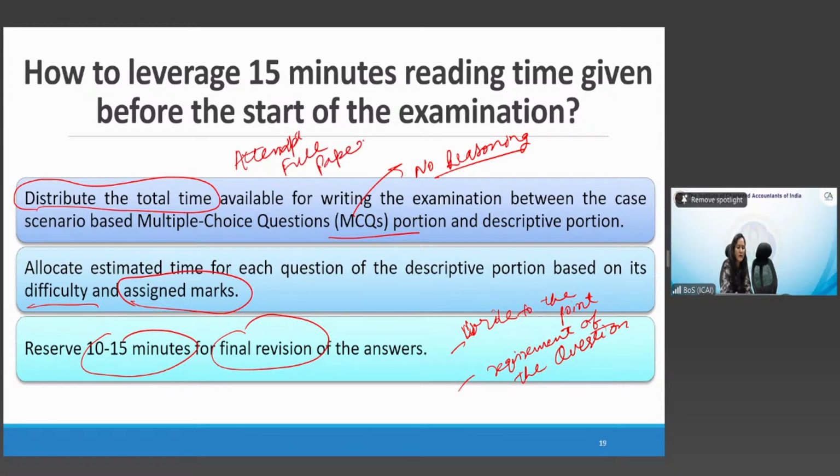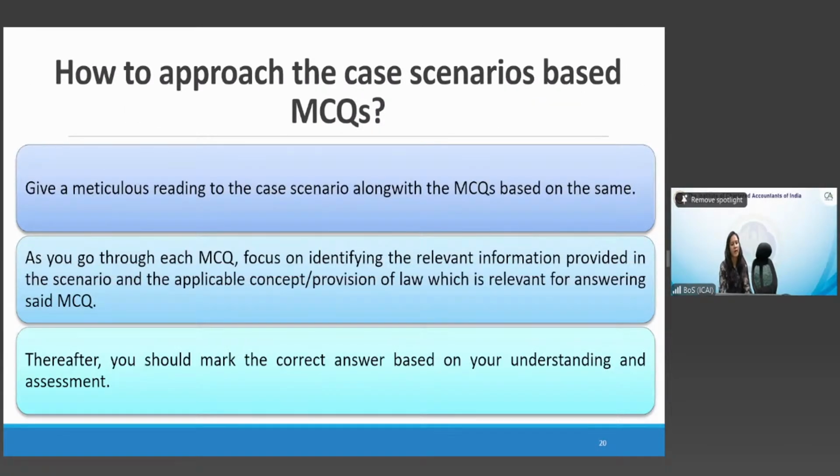Do not leave any question unattended. Then how to approach the case scenario based MCQs? I'm telling you again and again that you should first of all attempt the case scenario based MCQs, because no reasoning is required and you will be able to save the time. Give a meticulous reading to the case scenarios along with the MCQs based on the same.